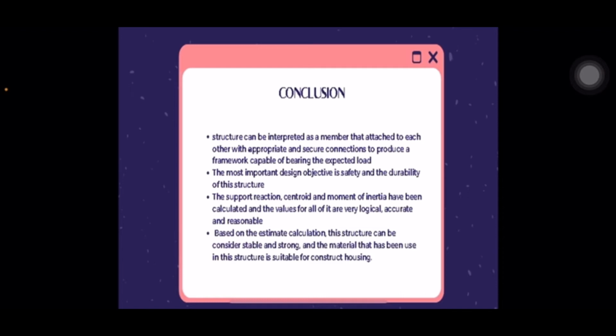Third, the support reaction, centroid and moment of inertia have been calculated, and the value of all of it is very logical and accurate and reasonable. Based on the estimate calculation, this structure can be considered stable and strong, and the material that has been used in this structure is suitable for constructing the housing.